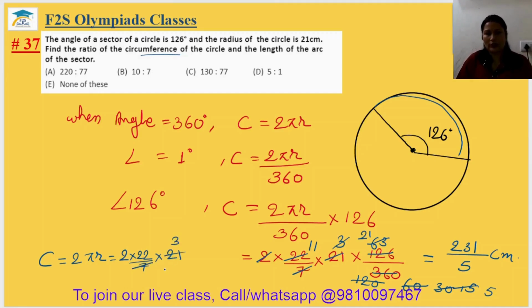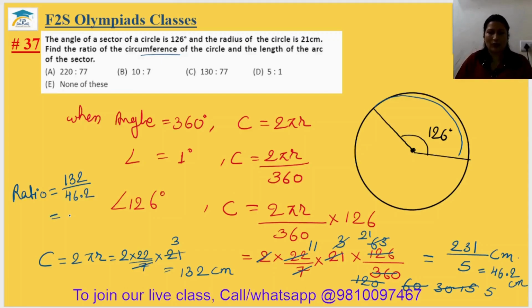So 7 3s are 21, 3 2s are 6, 6 2s are 12, so 132 centimeter. And if you just convert it as the decimal, then it will be 46.2 centimeter. Now we have to just find the ratio. To find the ratio, I am writing here: ratio equals the circumference of the circle, that is 132, and the circumference of the arc, that is 46.2.